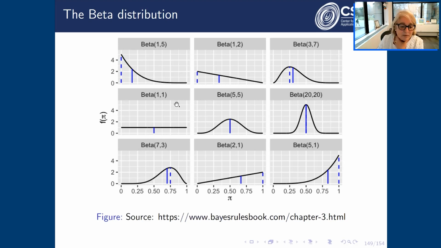This is an option that is used often, the beta 1, 1. This is what we would call a non-informative choice. Why? Because this is what the distribution looks like. It's a straight line. And what is it telling me? It's telling me that the height of this distribution is the same for all possible values of pi. So I am not choosing any value a priori as more likely than the other. Every value is equally likely. So essentially that means I don't have any information about theta before we collect data.